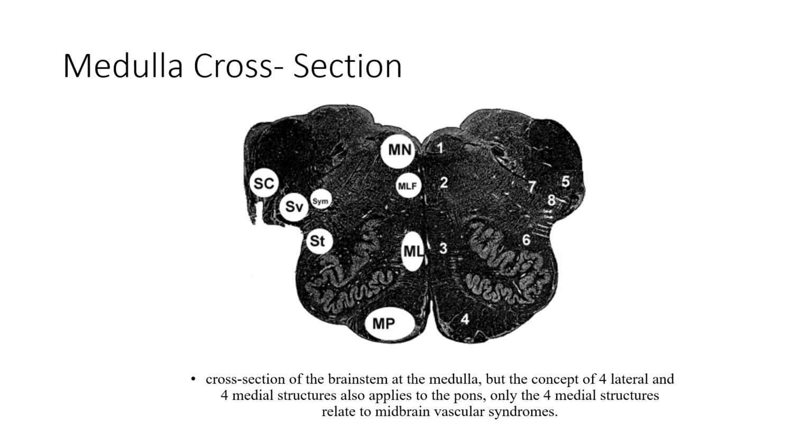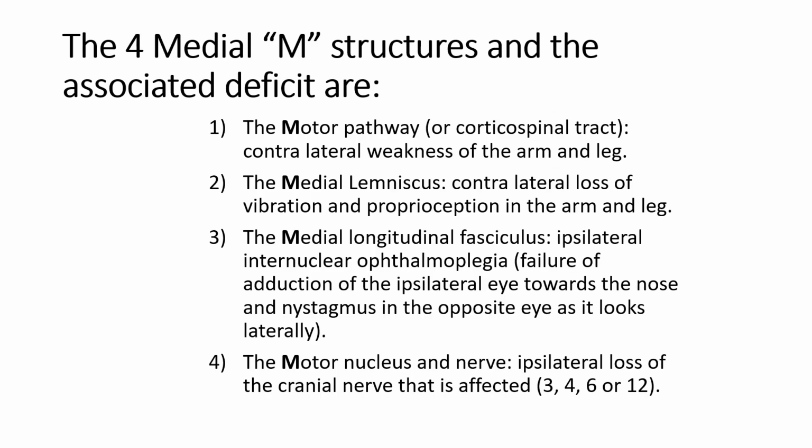So again, in this cross section here, you can see the M's in the middle and the S's on the side. So let's look here. The 4 medial M structures and their associated deficits: the motor pathway, we'll see a contralateral weakness of the arm and leg. We see this in stroke all the time. Medial lemniscus, we're going to see contralateral loss of vibration and proprioception in the arm and leg. Dorsal columns. Medial longitudinal fasciculus, we're going to see same side, ipsilateral, internuclear ophthalmoplegia, or what we call INO. Okay, so same side INO.